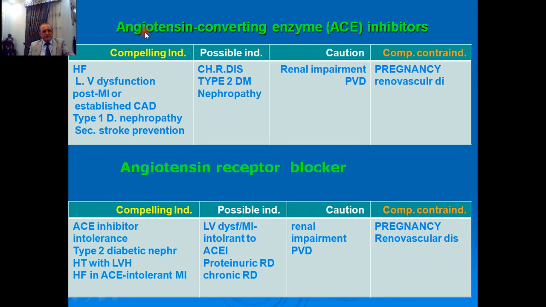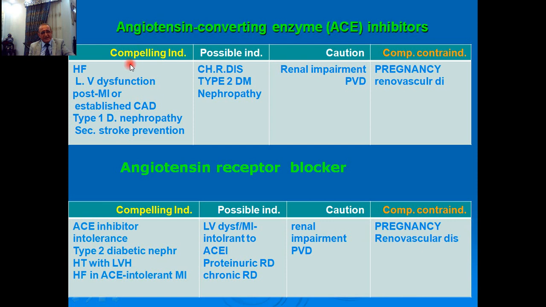Another group, angiotensin converting enzyme inhibitors, in heart failure, if you remember remodeling, left ventricular dysfunction, post-myocardial infarction, established coronary artery disease, type 1 diabetic nephropathy. It has been found that angiotensin converting enzyme inhibitors protect the kidney in a diabetic patient, and secondary stroke prevention.